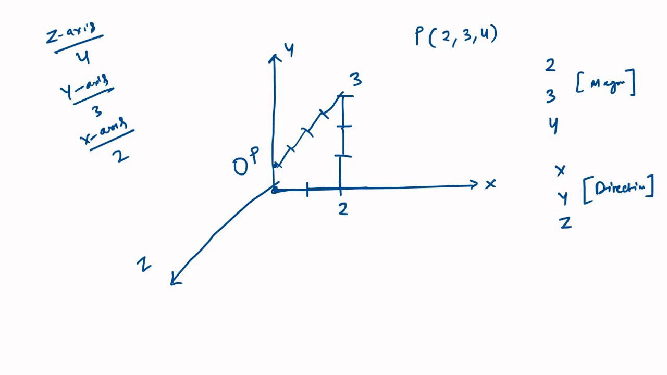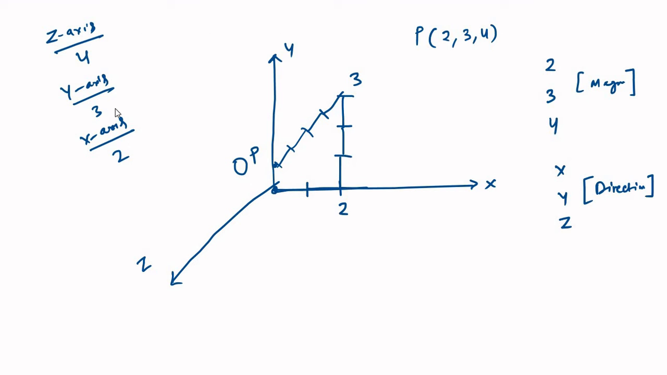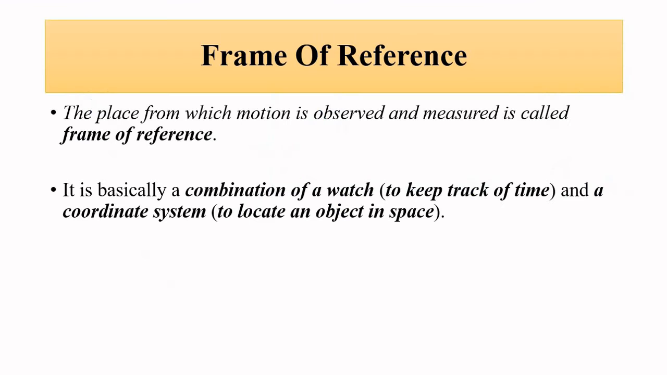So here we use the Cartesian coordinate system to specify the location of an object, the point object in space. Okay, so if any of the coordinate points along any direction x, y, z changes, we say that the object is in motion. If none of the coordinate points x, y and z change, then we say that the object is at rest. Okay, then we have what is called the frame of reference. Again, let me try to make you understand. Again, it is the same thing, reference point, but okay.